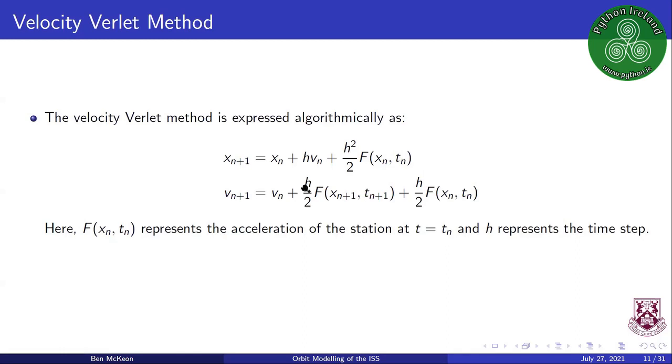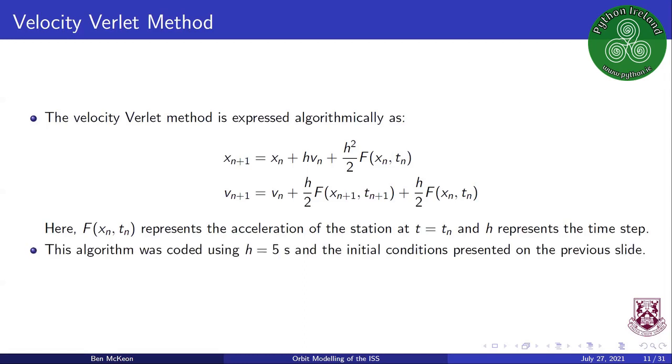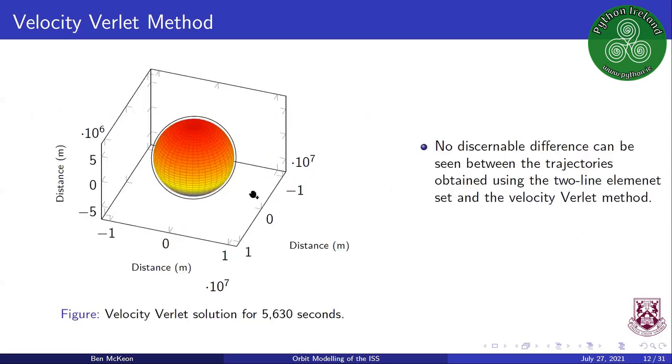So if you wanted to model where the station was at, in this case I chose every 5 seconds, so I let h = 5, as I did here. And I just used the same initial conditions that I had on the previous slide. So all of those distances and the velocities I subbed into this equation here for each of the x, y, and z directions. And this is what I got.